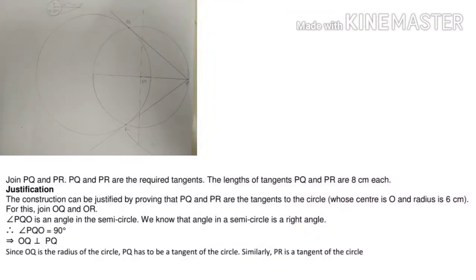The construction can be justified by proving that PQ and PR are the tangents to the circle. Look here, angle PQO is an angle in the semicircle. We know that the angle in a semicircle is a right angle. So angle PQO equals 90 degrees. So OQ is perpendicular to PQ. Since OQ is a radius of the circle, PQ is a tangent to the circle.